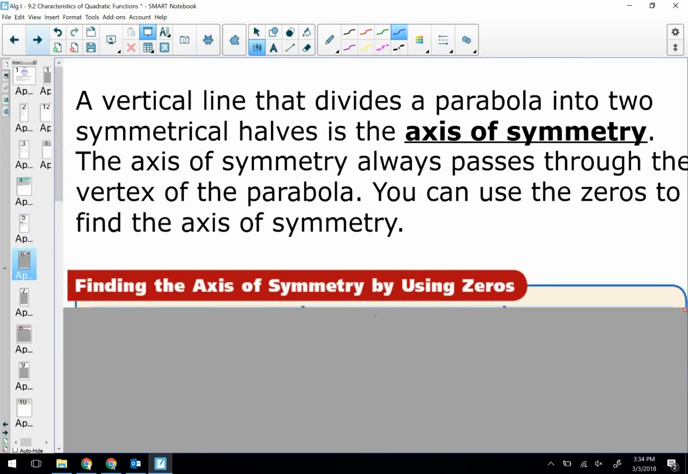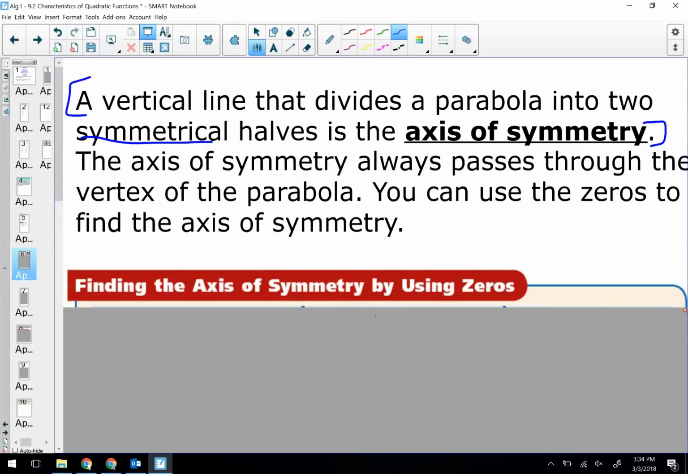So another key part of a graph is called the axis of symmetry. So go ahead and write down this definition. A vertical line that divides a parabola into two symmetrical halves, and that's key here. The halves must be symmetrical. Every parabola is symmetrical. So that means if it divides it into two parts, that line is called the axis of symmetry.